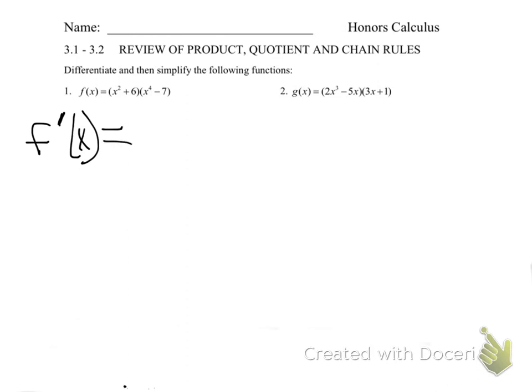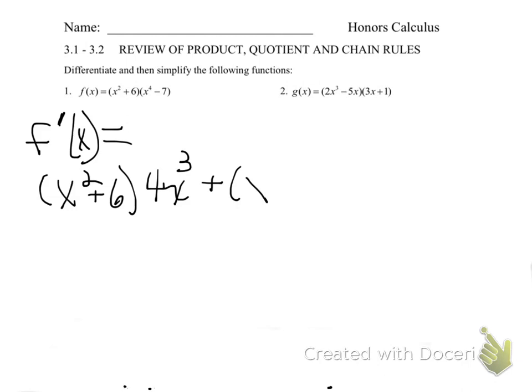Okay, so I'm going to do left. So I have x squared plus 6, d right. D right's going to be 4x cubed, so I'm going to put it there. Plus right, x fourth minus 7, d left, and that's just going to be 2x. Okay, I got the 2x down there. Alright, so now what should I do?